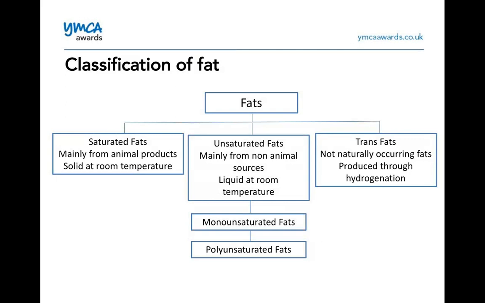So when we're looking at the classification of fats, we're looking at saturated, unsaturated, and trans fats. The saturated fats are mainly from animal products. They're going to be solid at room temperature. Whereas our unsaturated fats are mainly from non-animal sources. They're going to be liquid at room temperature. They're going to break down into monounsaturated fats and polyunsaturated fats. And then we have our trans fats, not naturally occurring fats, and they're produced through hydrogenation. Trans fats are usually our bad fats. You don't want too many trans fats in the body because it's no good.